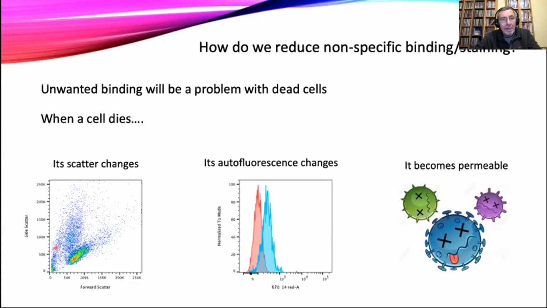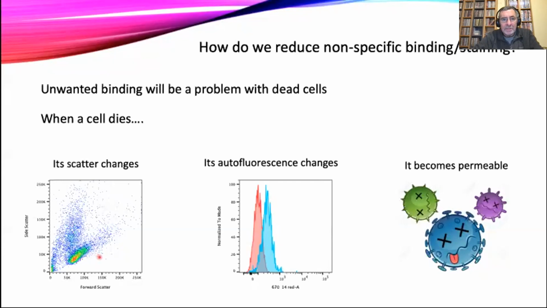Now, if I've got a relatively nice round cell that grows in suspension, sometimes scatter is a good way of getting a good handle on how many cells are dead. It's not the best way of doing it, but it gives you a pointer. If I'm looking at a cell line, I'd have a much harder job doing that. And we'll show you in a second how we can specifically identify those dead cells.